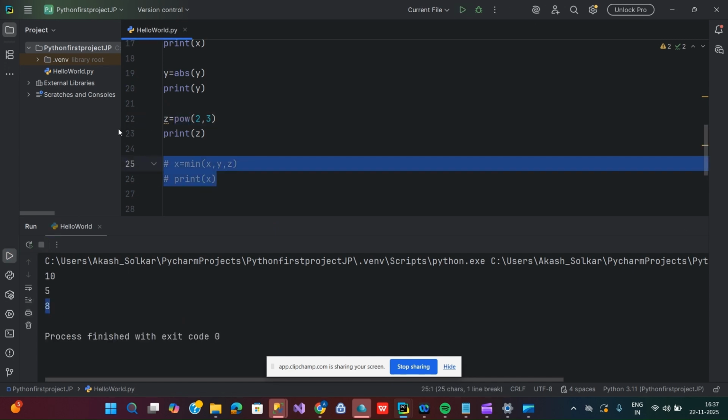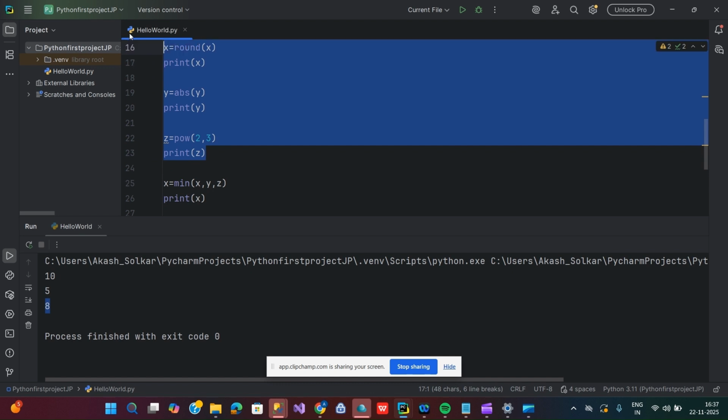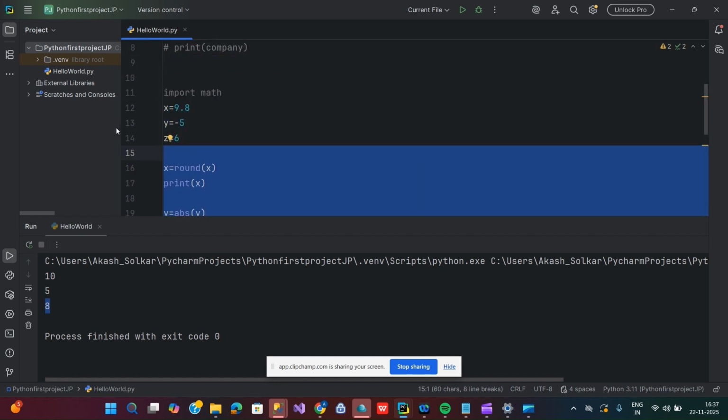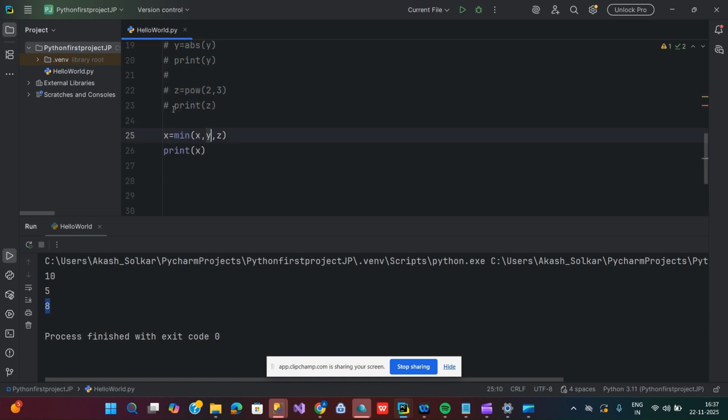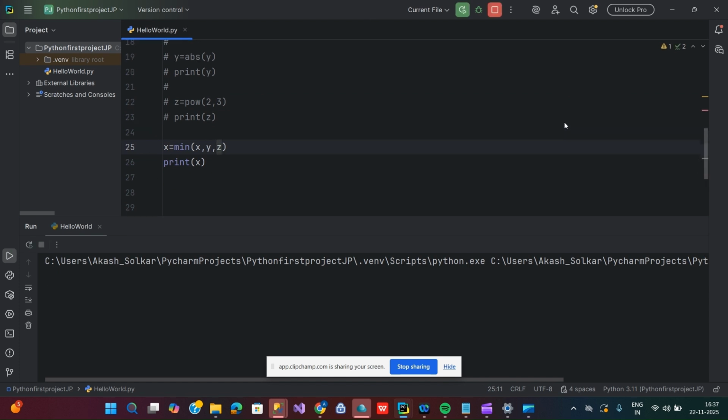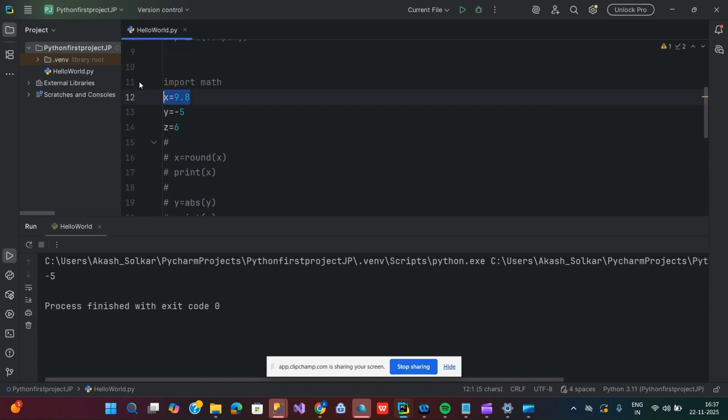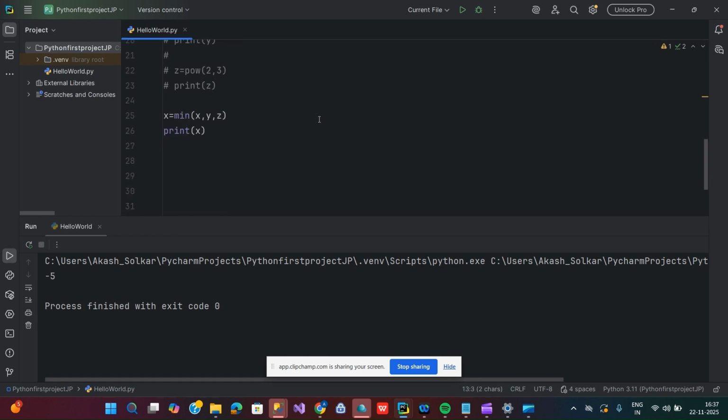Third or fourth, we can say, are the min and max functions. The min and max functions basically give the minimum value or the maximum value. We are taking the minimum value from x, y, z. Let's see which value we will get. Minus 5. Here I have three values: 9.8, minus 5, and 6. Minus 5 is the min value, so we are getting the min value. Also we can try for the max value. Let's try. See, 9.8 is the max value we are getting. These are the math and arithmetic operations. Thank you.